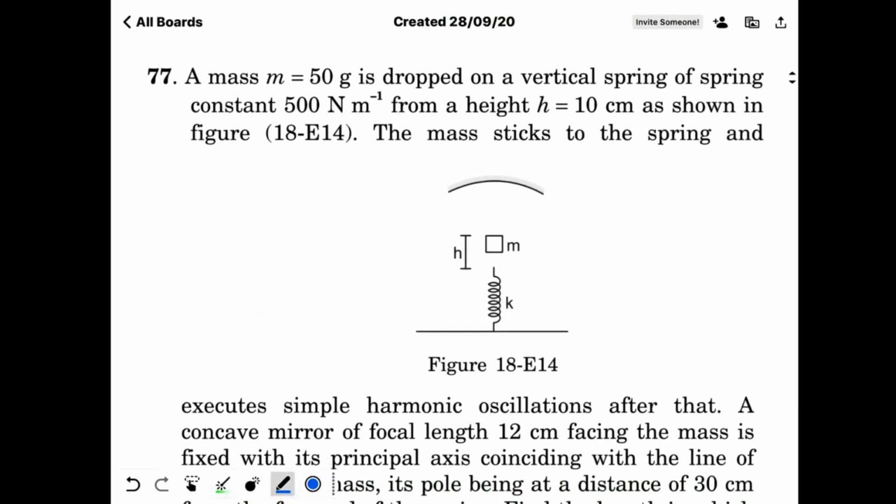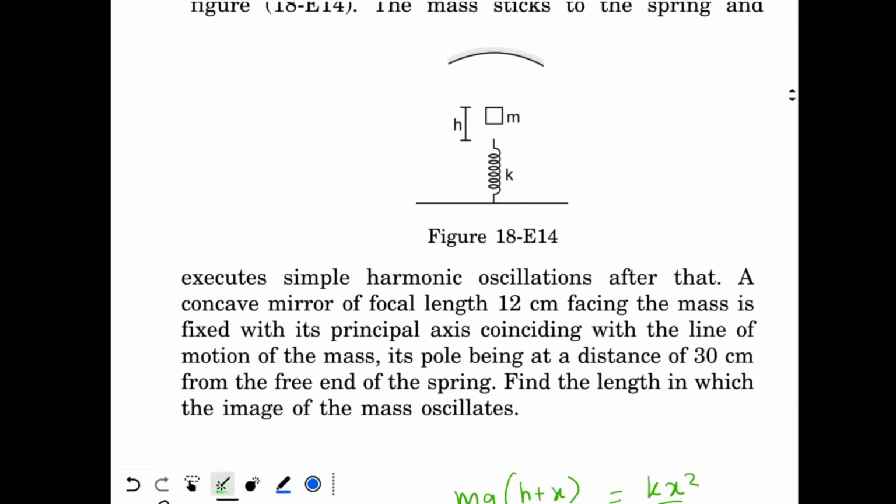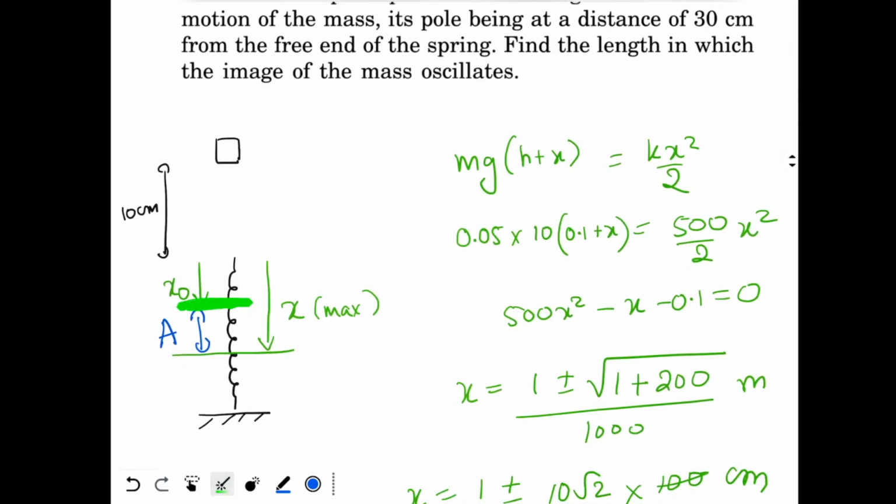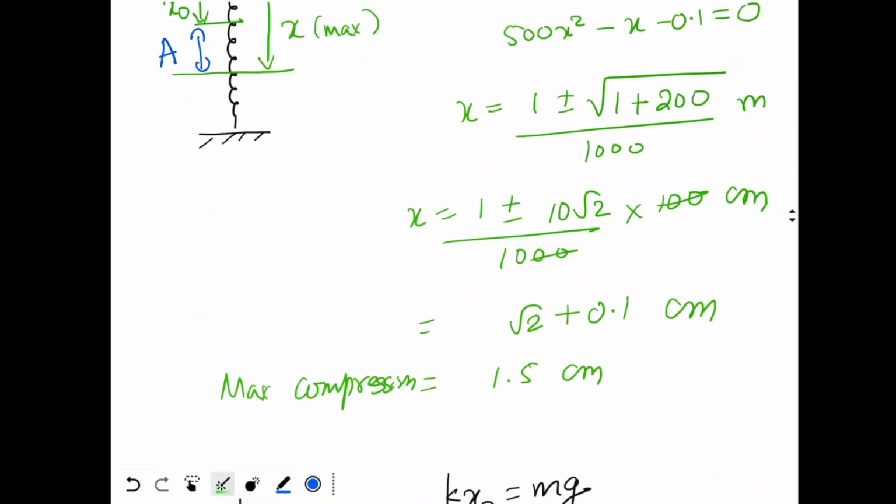Now we have to find the image. We have to find the length in which the image of the mass oscillates. Okay, so the mirror is at a distance of 30 centimeter from the free end of the spring. This distance is 30 centimeter. Okay, and the equilibrium position of the block is x naught equal to 0.1 centimeter.